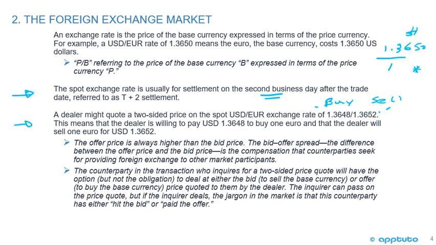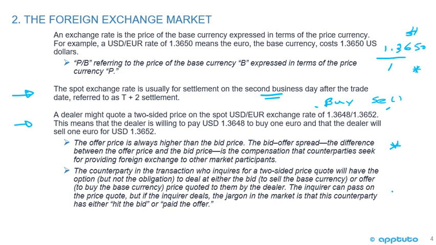That's how it's quoted, bid or ask. The offer price is always higher than the bid price. The bid-offer spread, the difference between the offer price and the bid price, is the compensation that counterparties seek for providing foreign exchange to other market participants. And if you have ever changed money in the airport, you can see that the bid-ask spread is quite huge, which is why you should seldom do that.